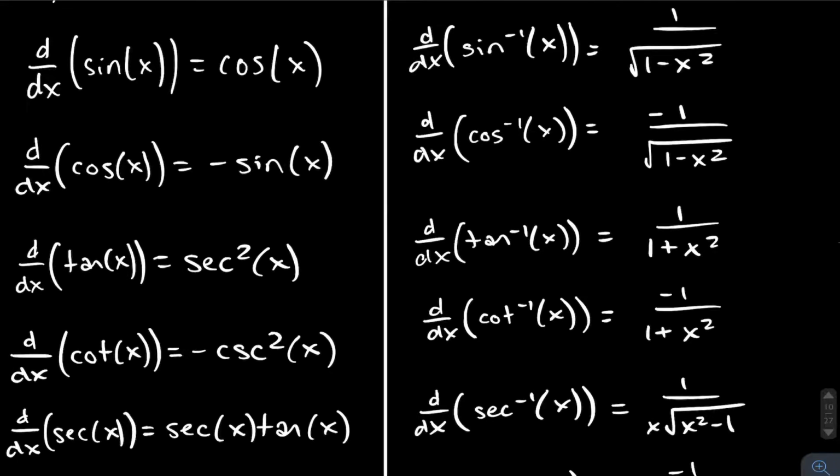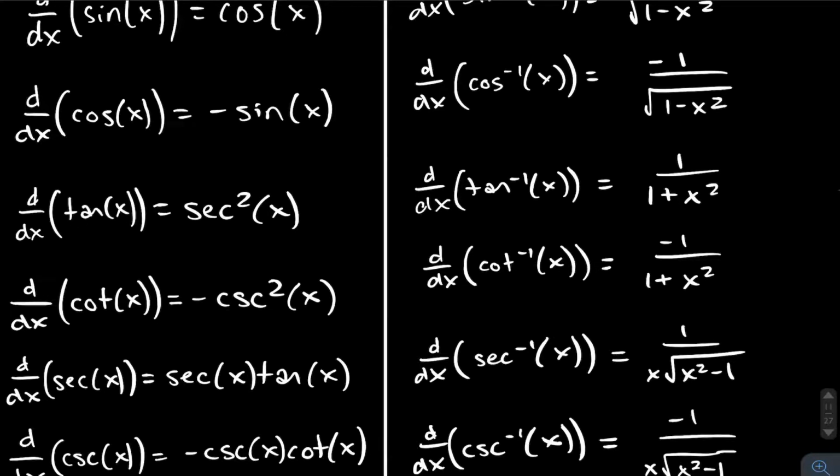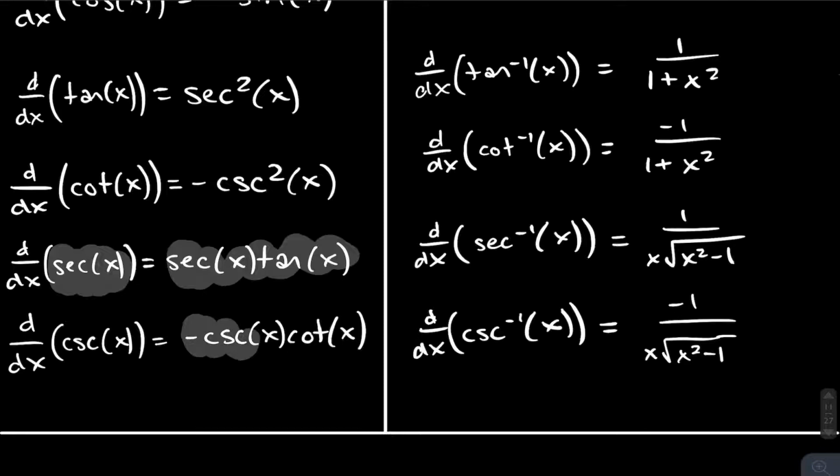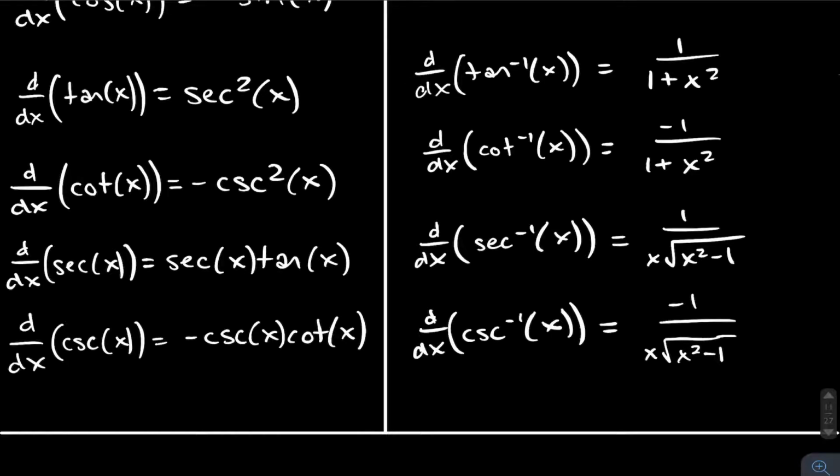Okay, the derivative of cotangent equals negative cosecant squared. Actually pretty similar to the tangent one, except it's negative now. And the derivative of secant is secant tangent. The derivative of cosecant is negative cosecant cotangent. Again, these are pretty similar things. So if you remember the secant one, it's easy to remember the cosecant one.